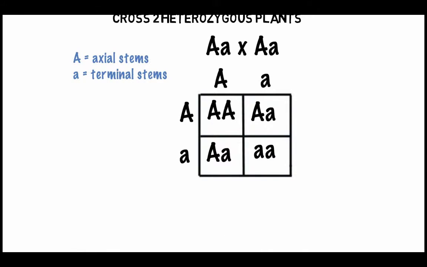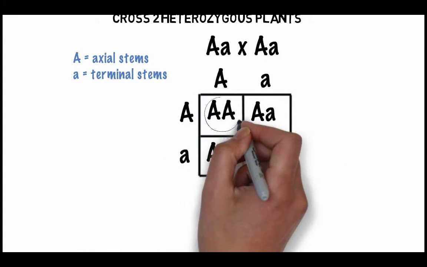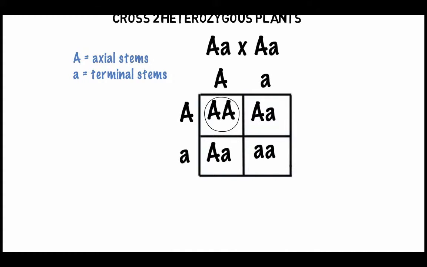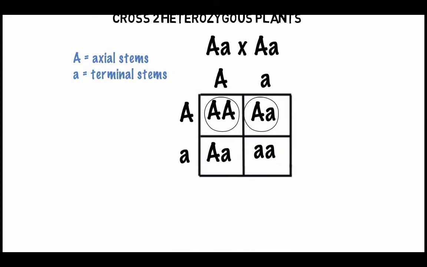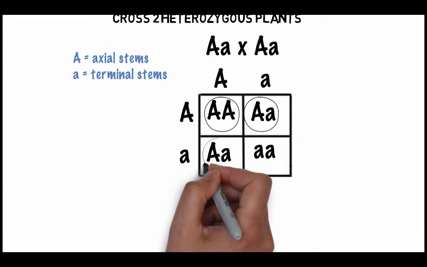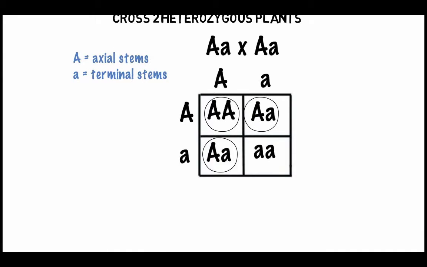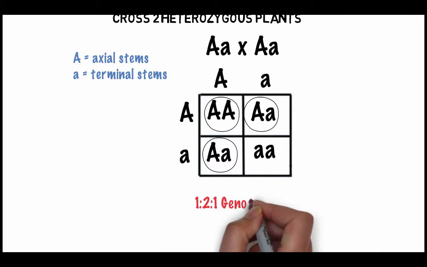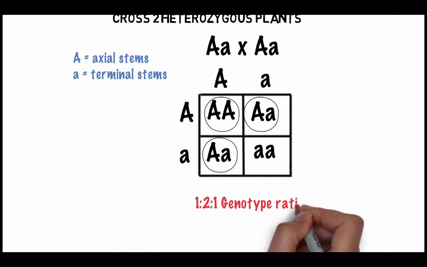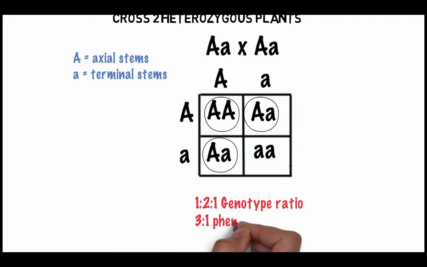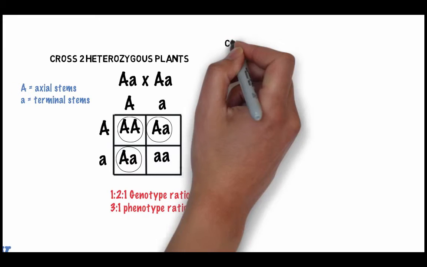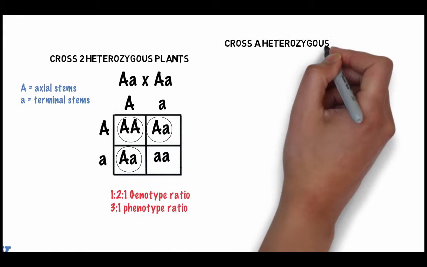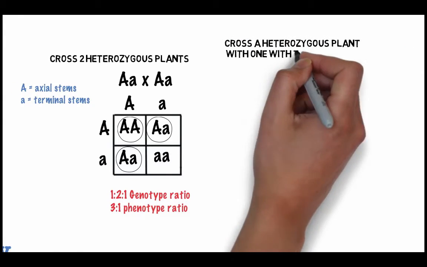You can see then that these three will express the dominant phenotype. The genotype ratio is 1 to 2 to 1, but the phenotype ratio is 3 to 1. This is what Mendel found in his experiments with the pea plants.